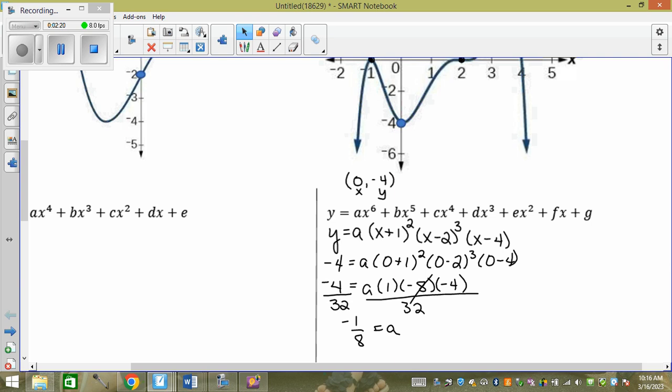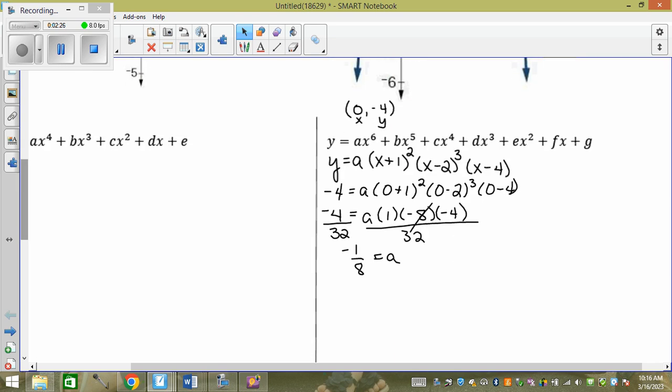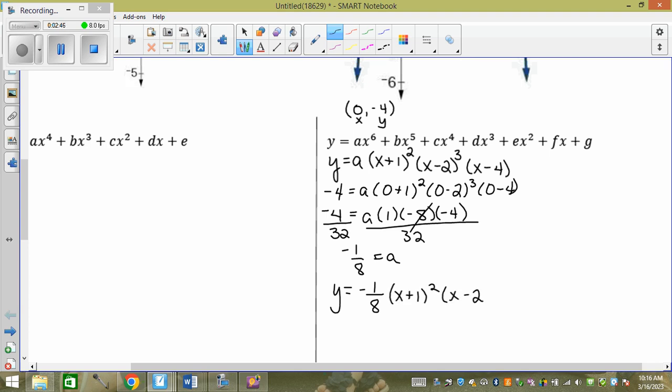However, you have to find that equation first, correct? Always, always, always. It should be a no-brainer. I see a graph, ask for equation, do factored form with an A in front. Solve for A every time. So I'm going to get y equals negative 1/8 times (x plus 1) squared, (x minus 2) cubed, (x minus 4). Cool.